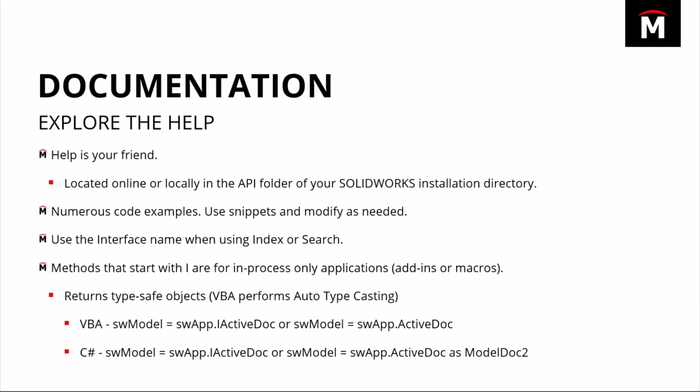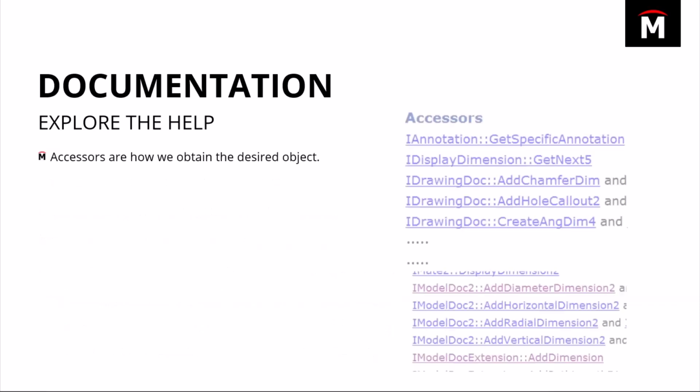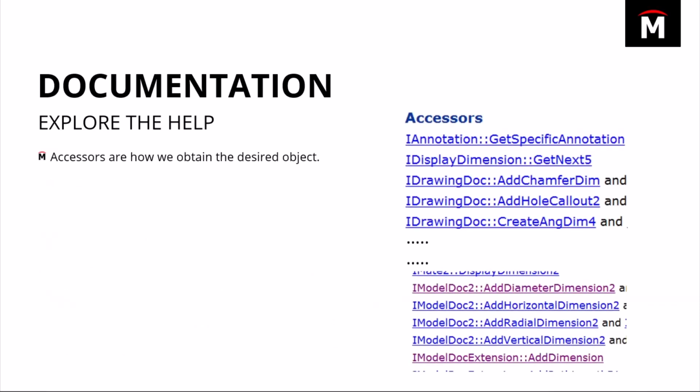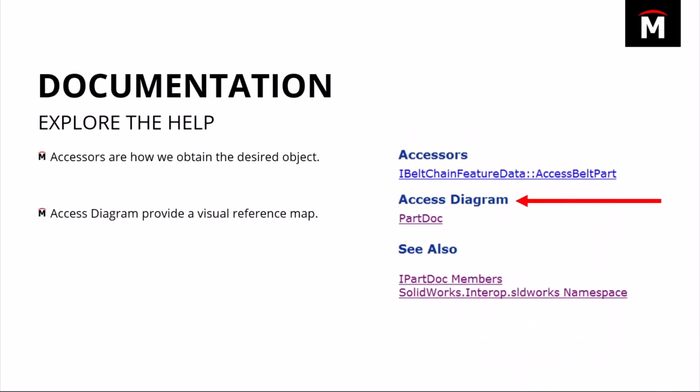Whereas if we use the non-in-process method, without the IActiveDoc, without the I, what that returns is just a generic object, which we would then have to cast manually to a ModelDoc2. Also within the help file, we can get a list of accessors for a given interface. So for instance, if we need to access a view, we might see what the accessors for an IView object type are, so that we know how to navigate that hierarchy to get a pointer to the view. You can also use the access diagram, which is more of a visual roadmap of these relationships.